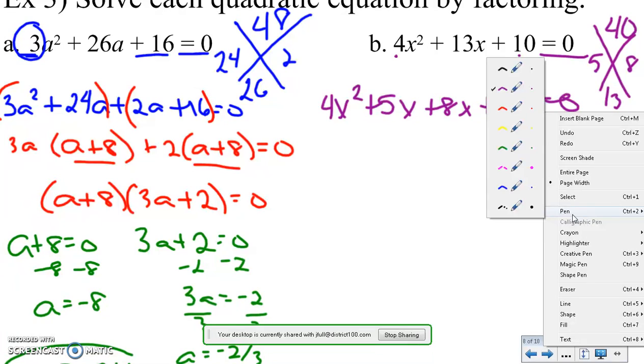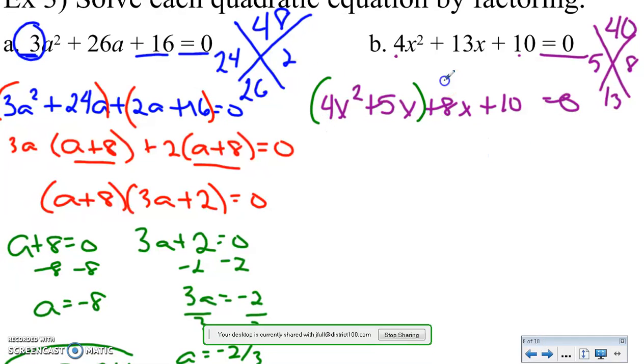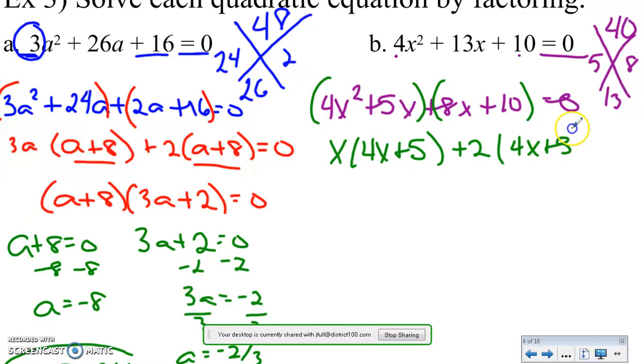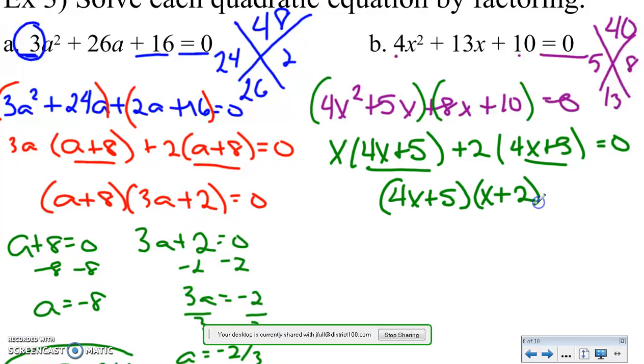We're going to go ahead and make two groups here. So in my first group, I can only take out an x, which leaves me with 4x plus 5. In my second group, I can take out a 2, or divide by 2. So when I do that, I get 4x plus 5. And since these two groups match, we're in good shape. And x plus 2 makes my second group. And we're going to set each part equal to 0. So 4x plus 5 equals 0. X plus 2 equals 0.